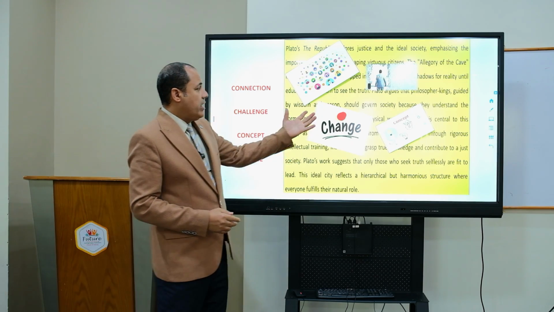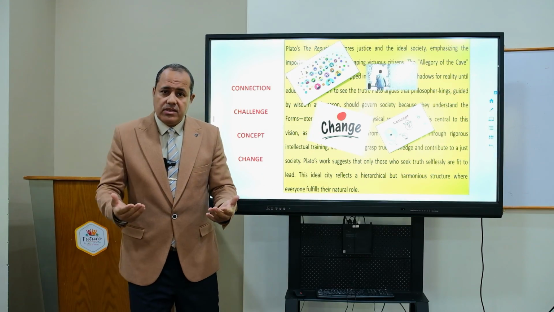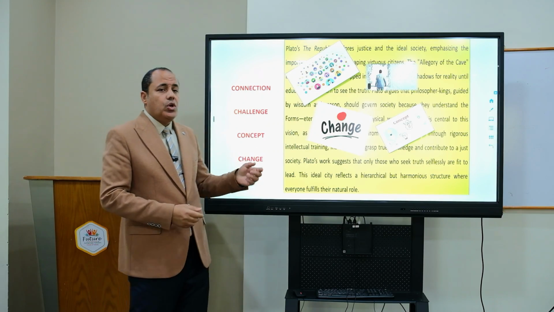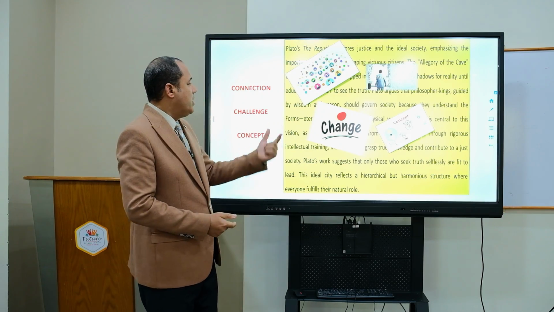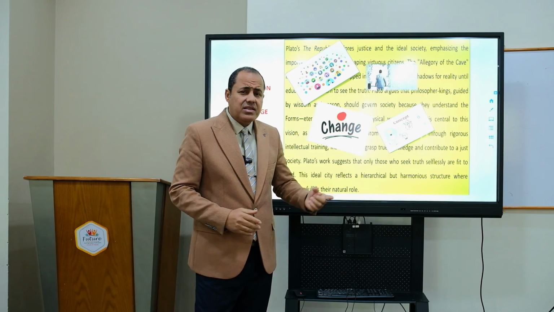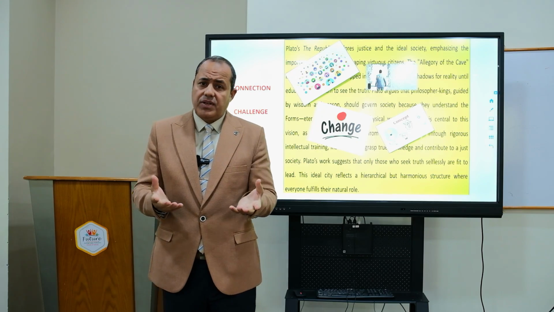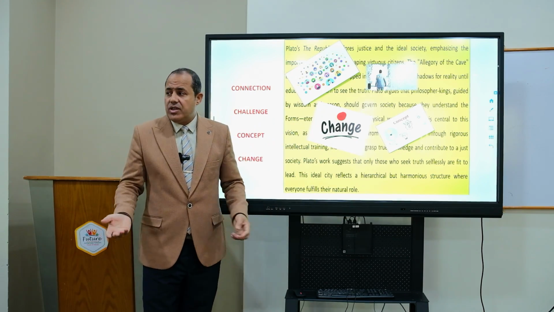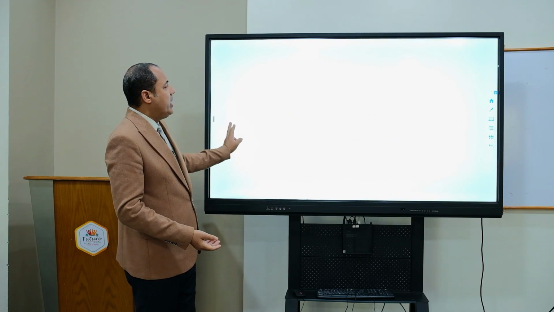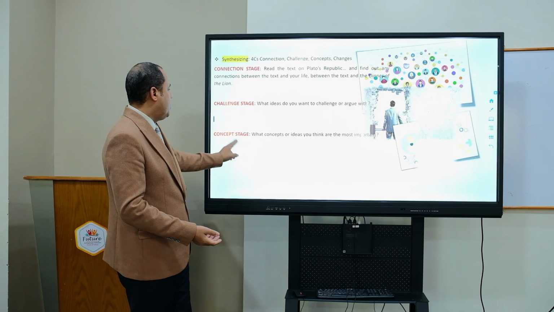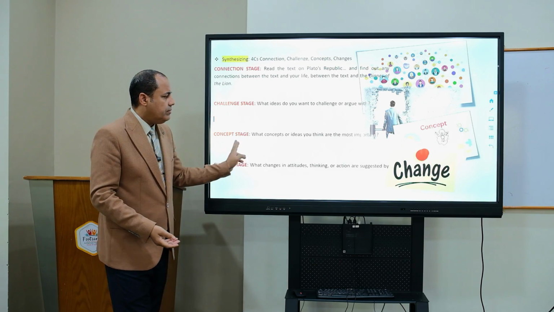Now, we have a text, and we need to read the text and think about these. We need to build connection. Number 2, we need to challenge what's in the text. Number 3, we need to have a kind of concept. So the text itself has a number of concepts, so we need to get these concepts. The last one is whether to change something or not. So now we need to, this is the model answer for this activity as well.